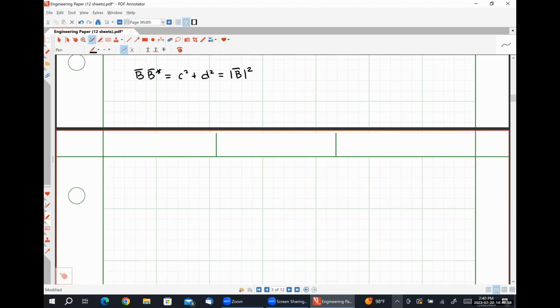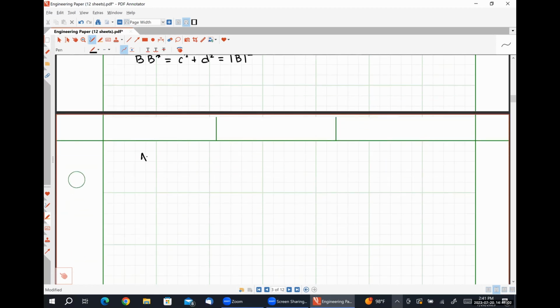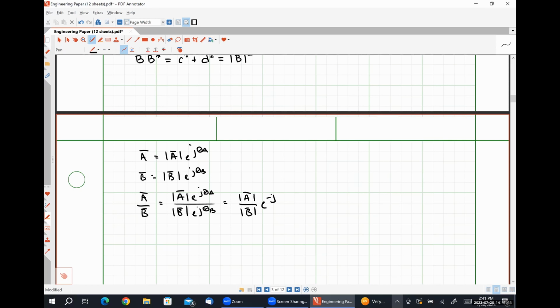In polar form or exponential form, we have A is equal to the magnitude of A e to the j theta A, and B is equal to the magnitude of B e to the j theta B. Division is going to look like the magnitude of A e to the j theta A over the magnitude of B e to the j theta B, or the magnitude of A over the magnitude of B e to the positive j theta A minus theta B. So we're taking the difference of the angles instead of adding them together.